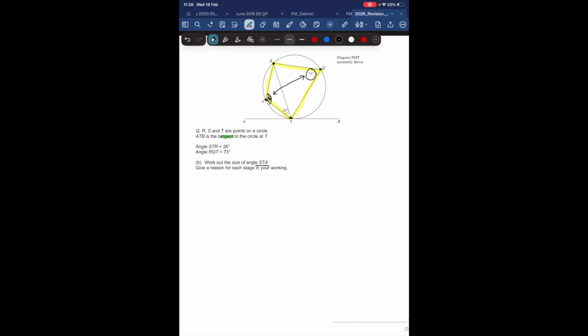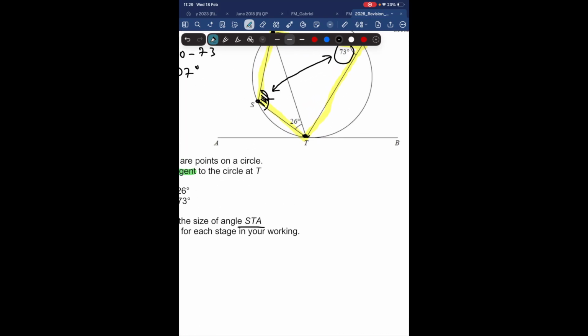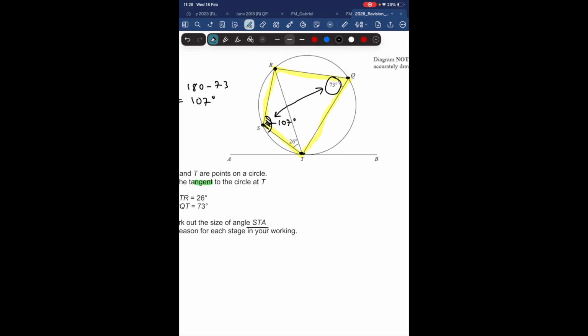So that's the theorem. If this angle here is 73 degrees, to work out this angle here, all I have to do is go 180 take away 73. If I work that out, I am going to end up with 107 degrees. So immediately I know that this angle here is going to be 107 degrees.